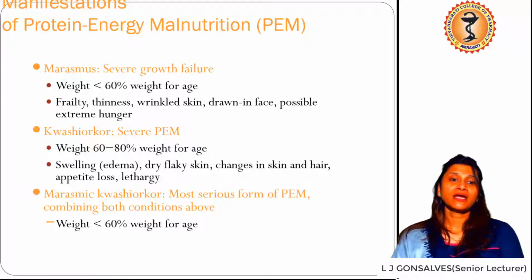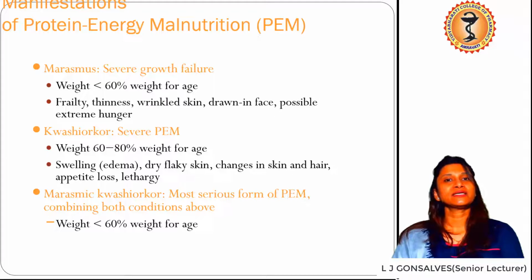The third type is marasmic kwashiorkor. It is the most serious form of protein energy malnutrition. This condition combines both diseases, that is marasmus as well as kwashiorkor. In this also, the weight of the child is less than 60% weight for the age.